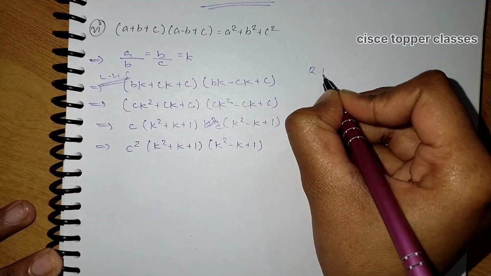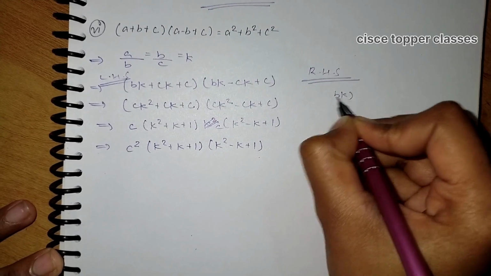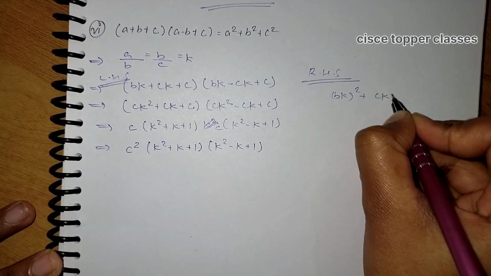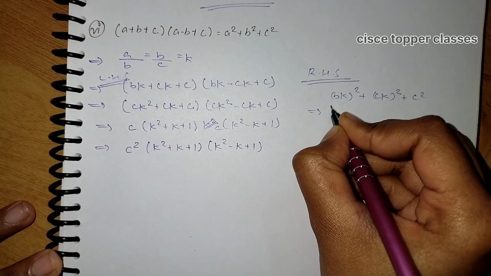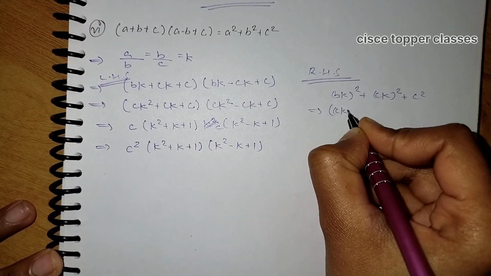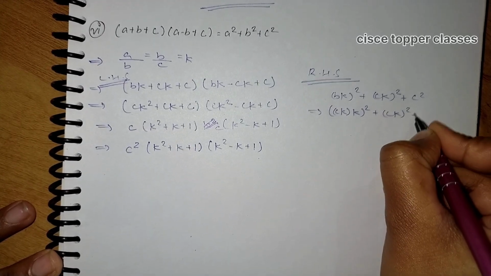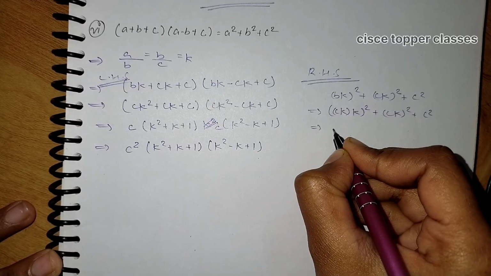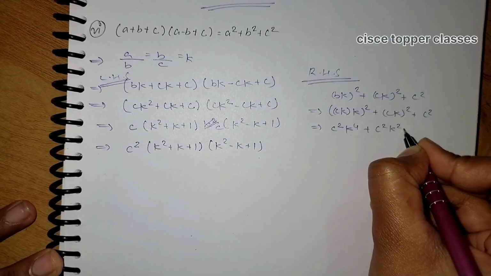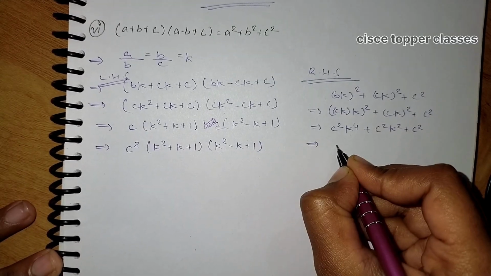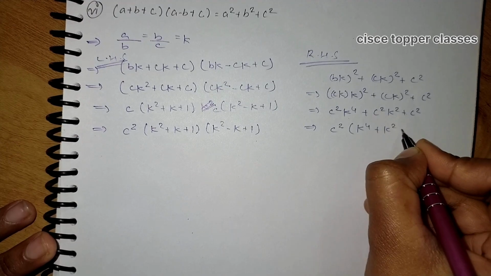If we solve the RHS part in this question, A square will become (BK) whole square plus B square, (CK) whole square plus C square. In place of B again CK, then (CK·K) whole square plus (CK) whole square plus C square. So it will become C square K to the power 4 plus C square K square plus C square. Taking C square common, it will become K to the power 4 plus K square plus 1.